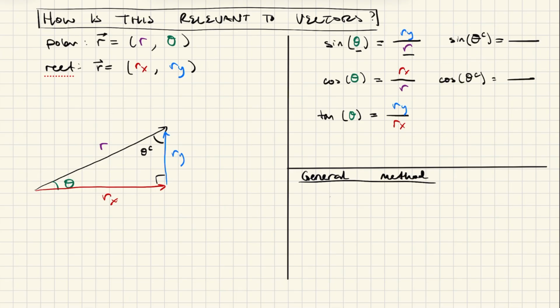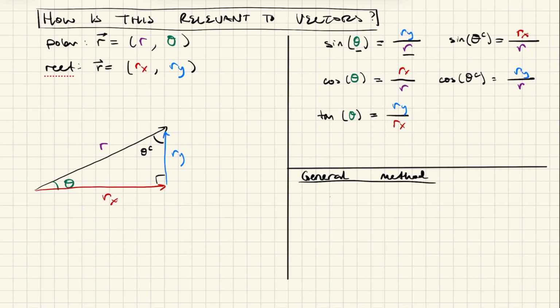The sine of theta complement relates the opposite side, which is rx, to the hypotenuse, which is r. And the cosine of the complementary angle is going to relate the adjacent side, ry, to the hypotenuse, which is the total magnitude. And we see once again that because we're switching the angle that we're looking at, these ratios flip-flop like so.